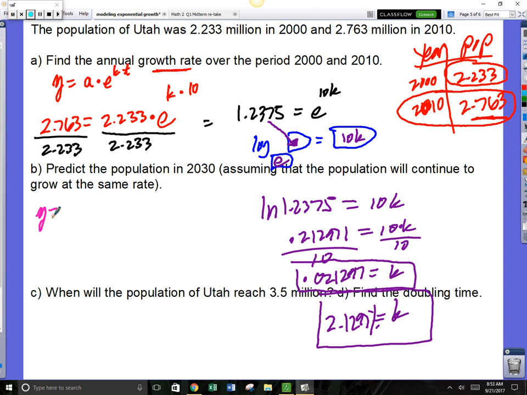So my output is going to be my initial value, which was 2.233 times E. Now for K, you got to use the decimal. Don't use a percent. Change it back to a decimal. So we're going to go 0.021297. And for T, for time, we're going to put 30 years. So this one, everything's on one side, so you just punch it in on your calculator and hit enter, and it should spit out what you want. So there's no undoing, no inversing, so it's straightforward.